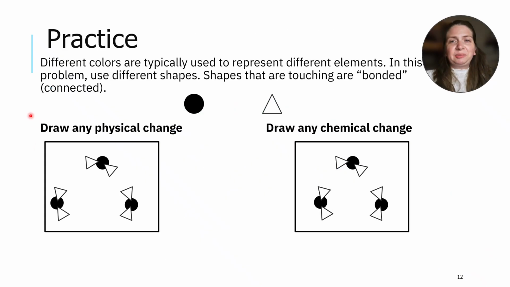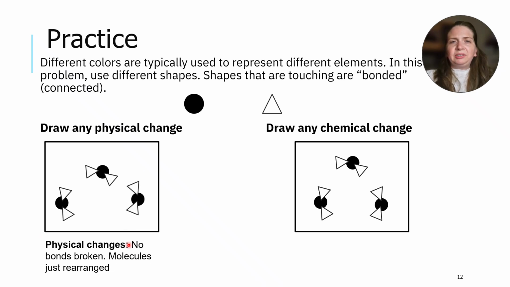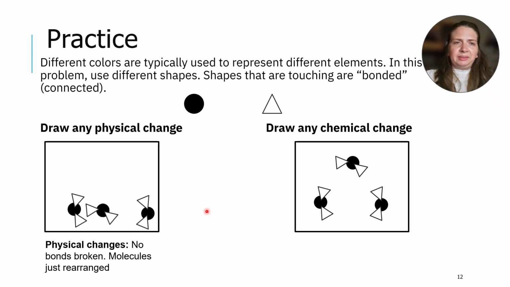Now it is your turn to practice drawing a physical change and a chemical change. This box contains 3 molecules, each made of 1 circle and 2 triangles. For the physical change, remember that no bonds are broken. We still need to have 3 molecules containing 1 circle and 2 triangles. We can separate the molecules or rearrange them, but we cannot break the atoms apart.